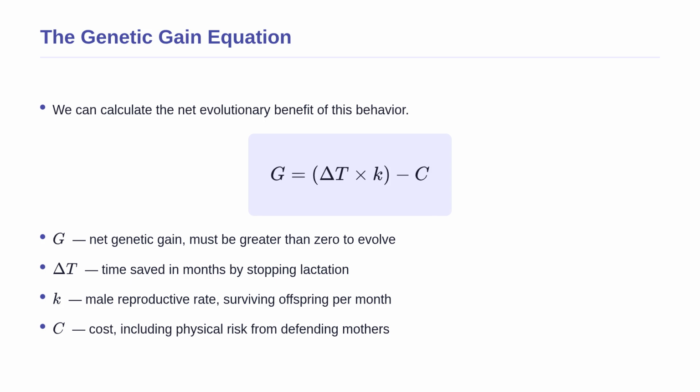The variable k is the male's reproductive rate, meaning how many of his own offspring will survive per month. Finally, c represents the cost, such as the physical risk of being attacked by a mother defending her cub. If the time saved increases, the genetic gain increases. But if the cost increases, the gain decreases, and the male might avoid the behavior entirely.